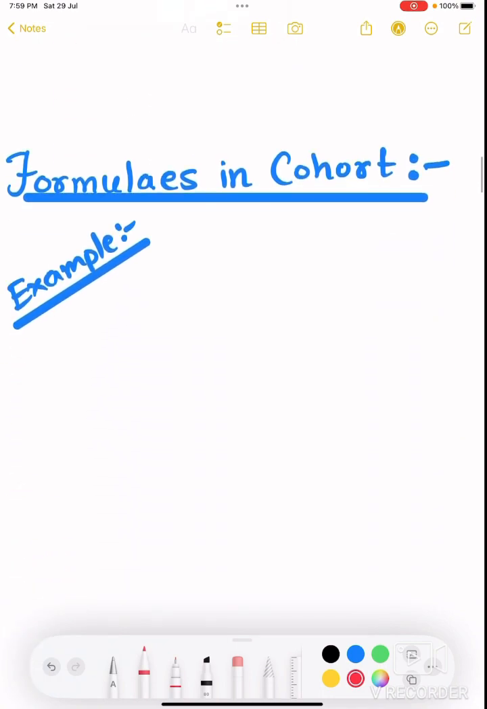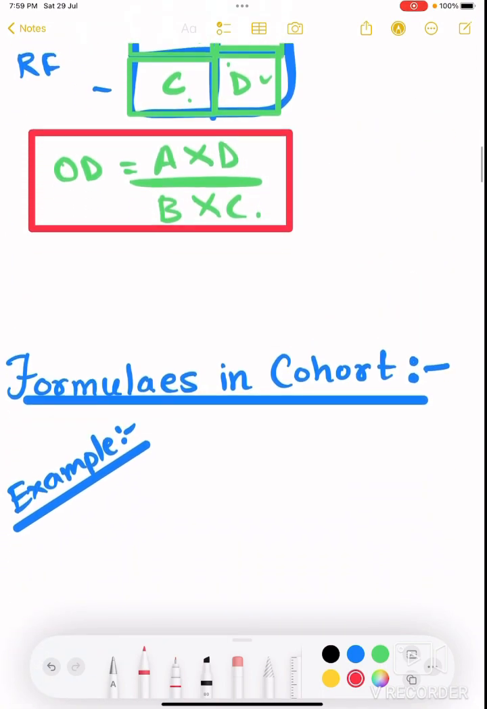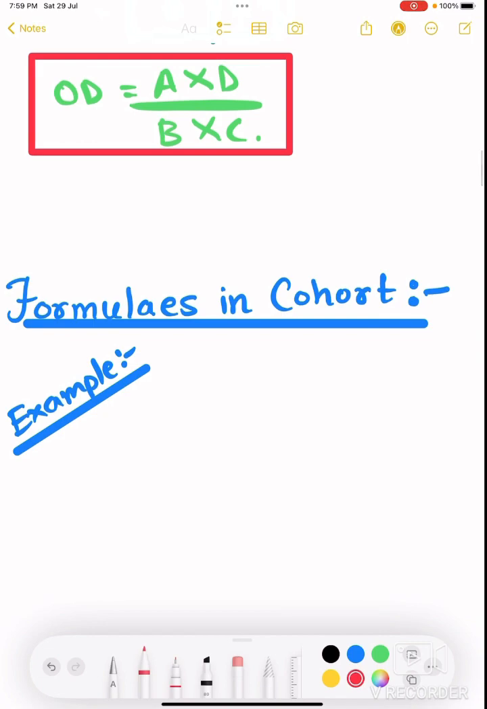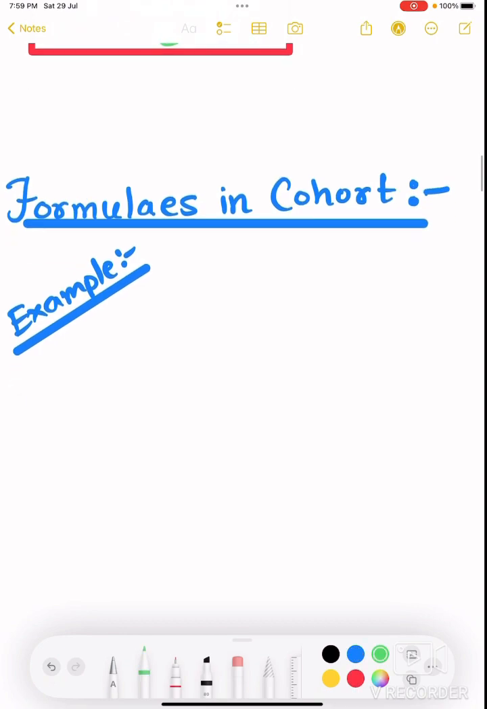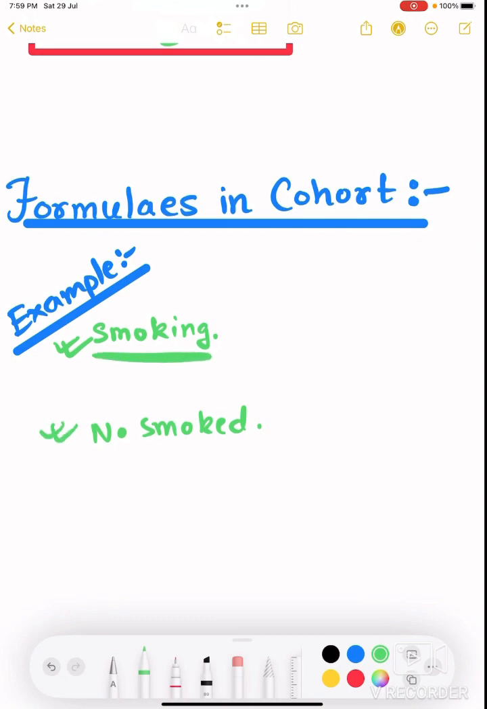Next, formulas in cohort study. Now we are going to discuss formulas in cohort study. These are relative risk, attributable risk, relative risk reduction, etc., right? So for example, there is a risk factor, smoking, right? Some people smoked and some people didn't smoke, right? I take two cohorts, right? Cohort means a group of people. Two cohorts, one cohort smoked and the other cohort didn't smoke, right?